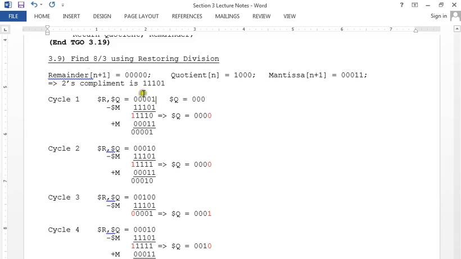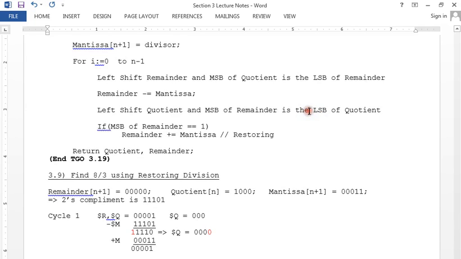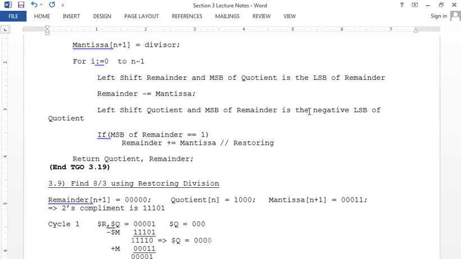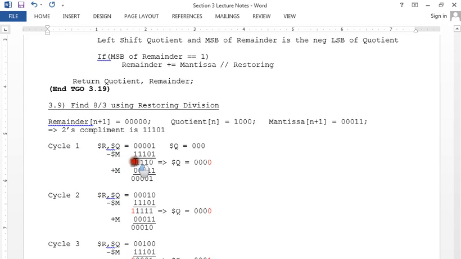Okay. Subtract the mantissa, which is the same as adding 1, 1, 0, 1. We get 1, 1, 1, 1, 0. So then here's what happens. Okay, negation. We have this value here now, right? So that's where we left shift the quotient, and the most significant bit of the remainder is the negation of the least significant bit of the quotient. So we have 1 here. This means that we're going to change this value to 0.